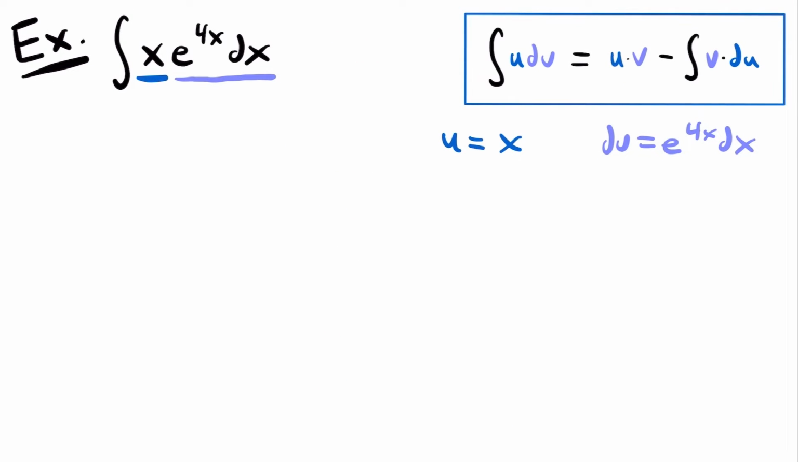But back to our example here, let's take the derivative of u and then let's integrate dv. If we take the derivative of u, we'll have du dx is equal to the derivative of x, which is just 1.